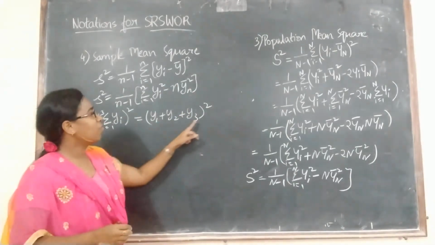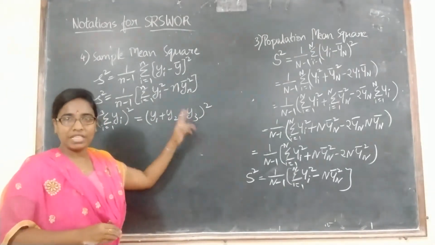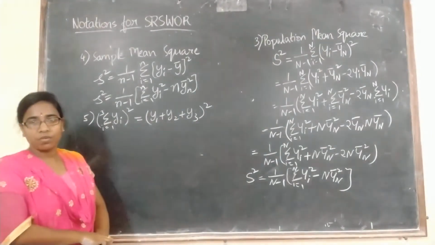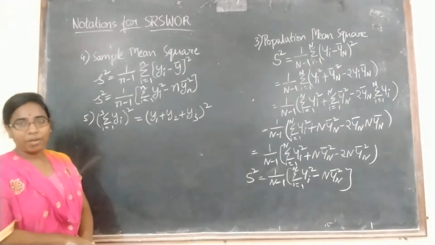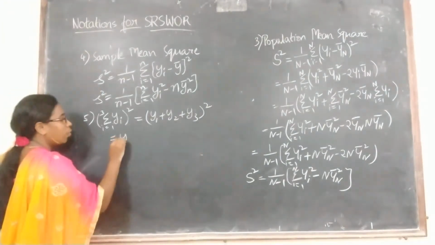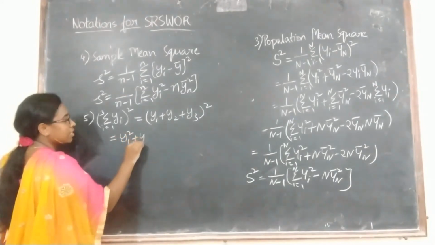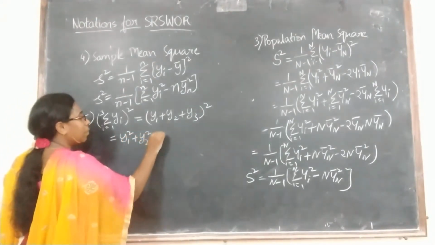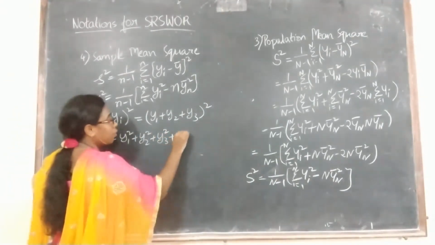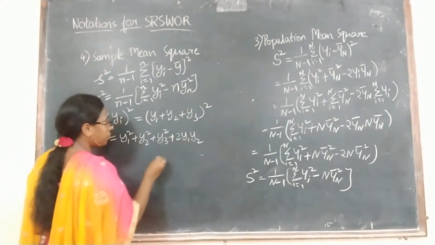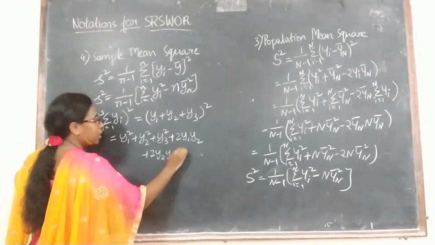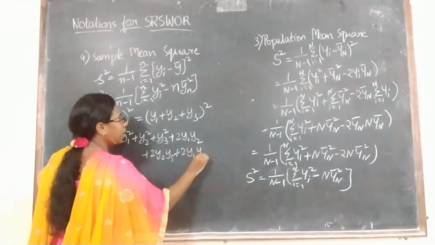So this is in the form of a plus b plus c whole square. What is a plus b plus c whole square? A square plus b square plus c square plus 2ab plus 2bc plus 2ca. So you will get it as y1 square plus y2 square plus y3 square plus 2y1 y2 plus 2y2 y3 plus 2y1 y3.